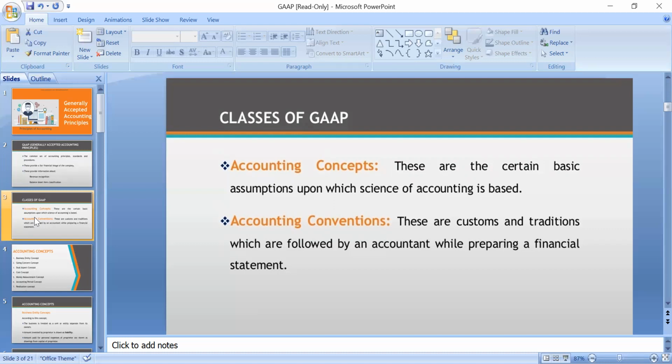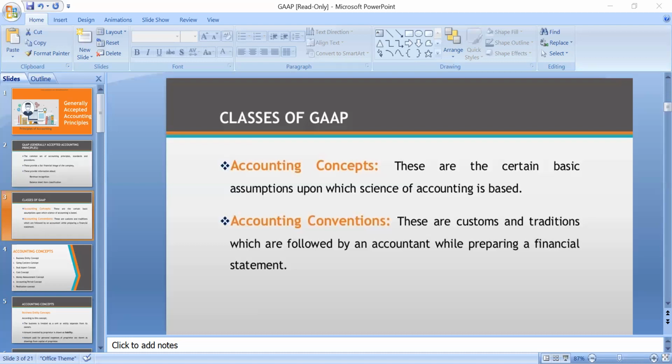Here, the accounting concepts are the certain basic assumptions upon which the science of accounting is based. So, accounting principles are rules and guidelines adopted for recording and reporting of business transactions. You know that each and every business organization maintains the record of the business transactions, and also they prepare various accounting statements, which reflect the financial position. So, while preparing the reports, they have to follow these rules and guidelines.